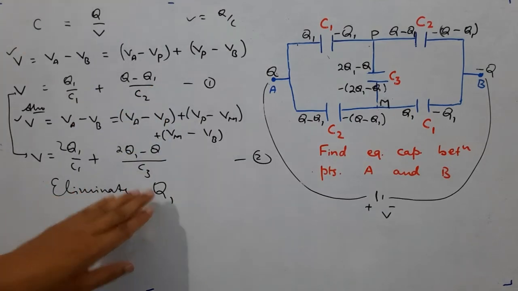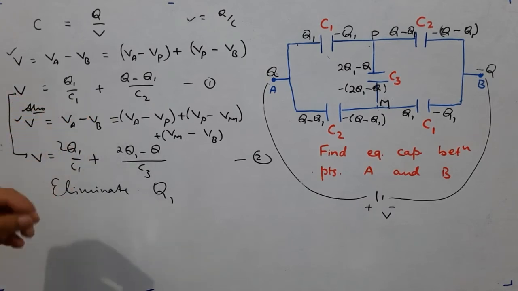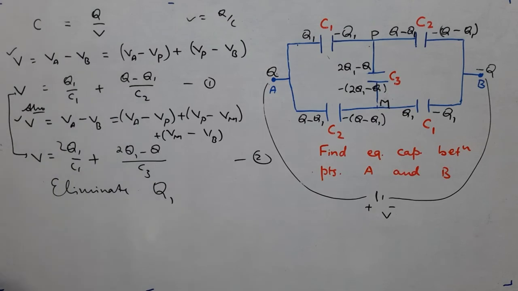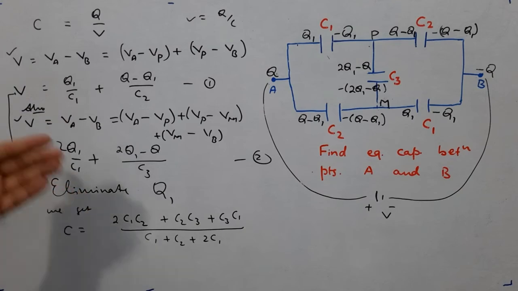When you eliminate Q1, you will have an equation wherein you will have V, you will have C1, C2, C3 and you will have Q. And then you can easily find C as Q by V. Okay. So I am just providing you the answer. So this is the answer that you will get. I suggest you to solve this yourself and find the answer.